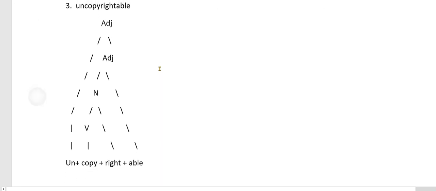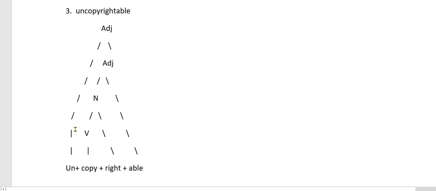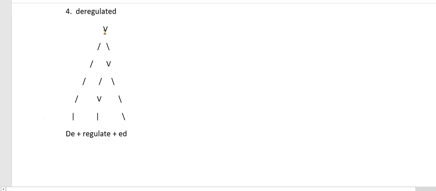Number 3. Uncopyrightable. Again, we have four parts. We have copy, which is a verb. Copyright is a noun. Copyrightable is an adjective. Uncopyrightable is an adjective. Deregulated. Regulate is a verb. Regulated is also a verb. And deregulated is a verb.